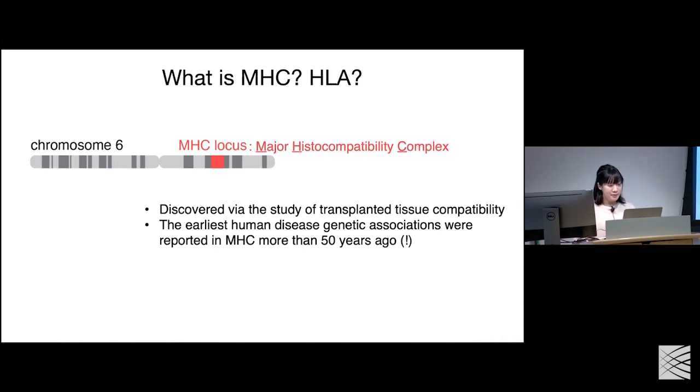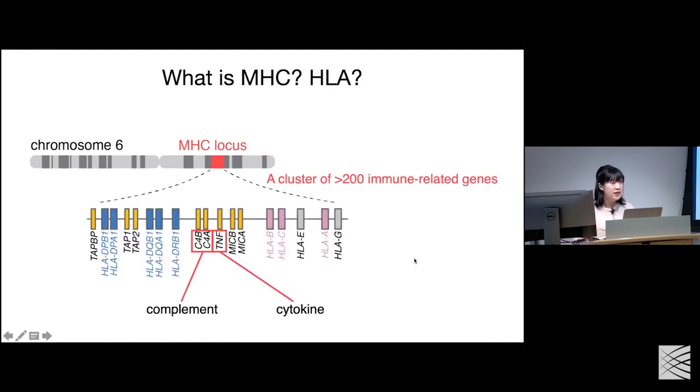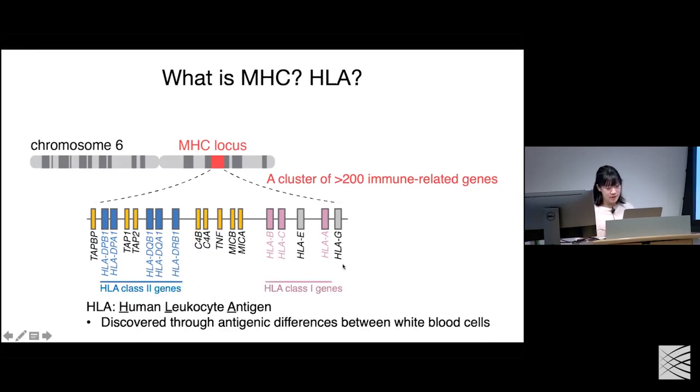And as time passed, the Human Genome Sequencing Project revealed that the MHC locus consists of a cluster of more than 200 immune-related genes. So this is really a gene-dense region, including some famous genes in immunology class, such as C4A, C4B, a complement gene that can mark the infected cells, or the TNF gene, a famous cytokine molecule signaling inflammation. But among them, the most important genes for immune function are the HLA genes, or human leukocyte antigen.